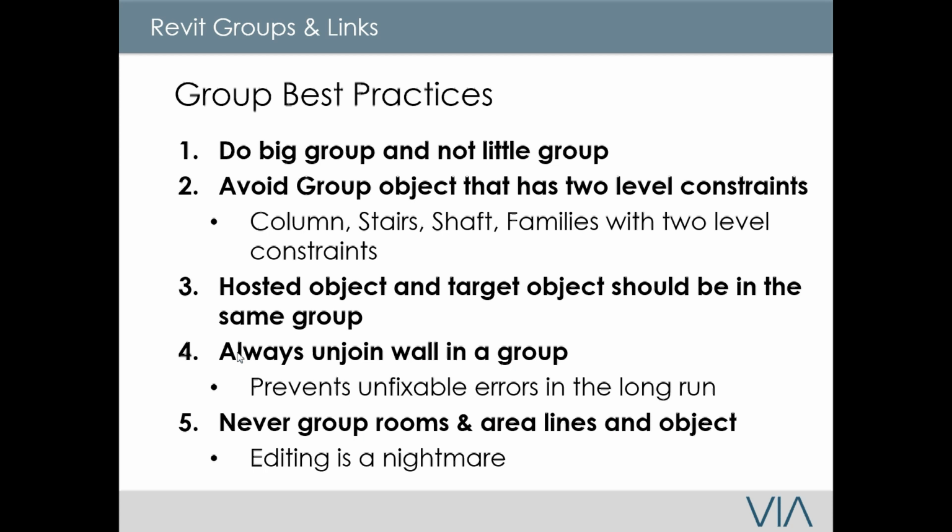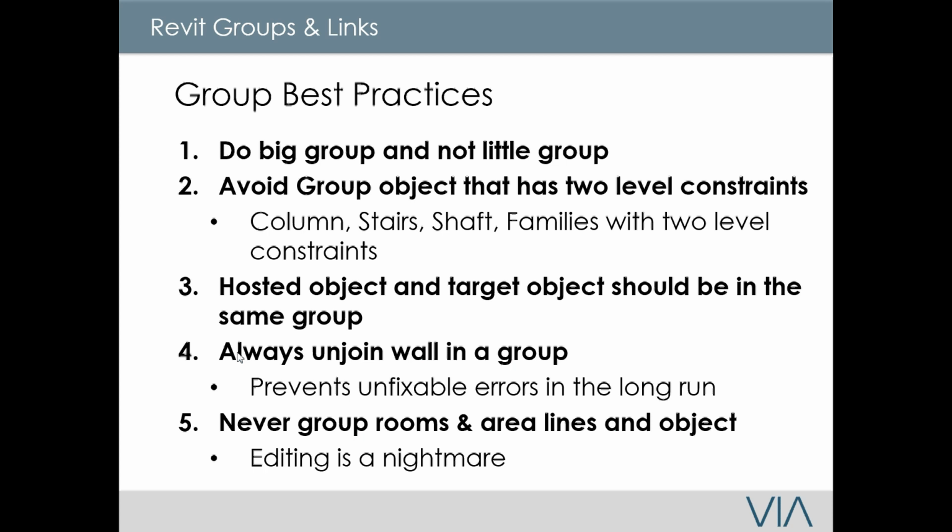The fourth one: always unjoin walls in the group. What I mean by that is that when you have a group and then you have one wall, let's say the end of the wall wants to join with the corridor wall. What tends to happen is that walls will want to join with another wall.